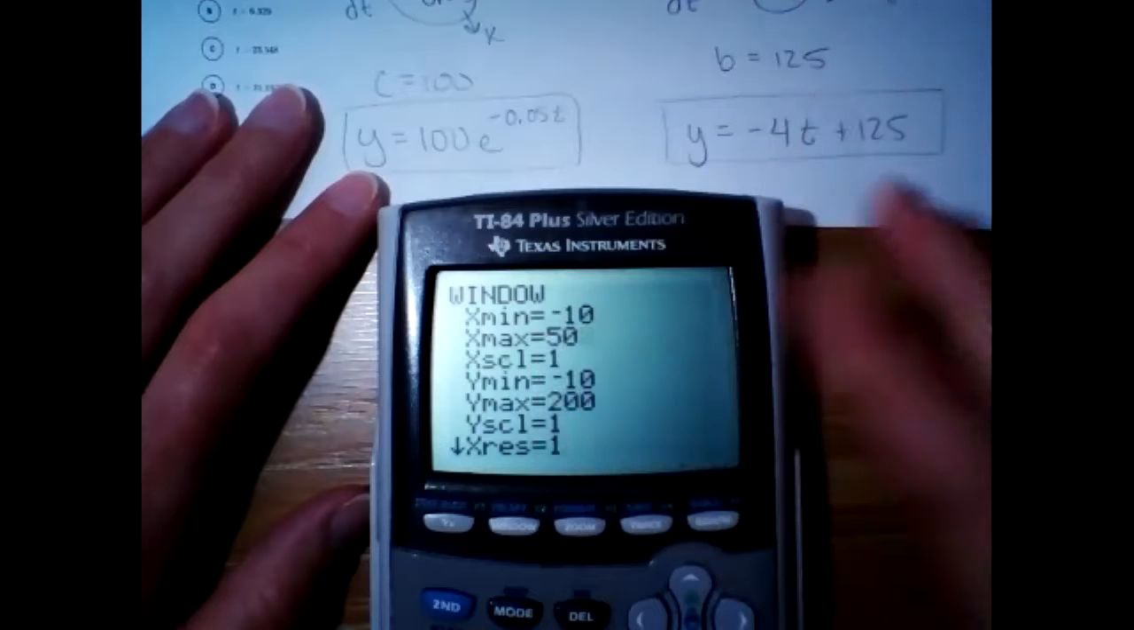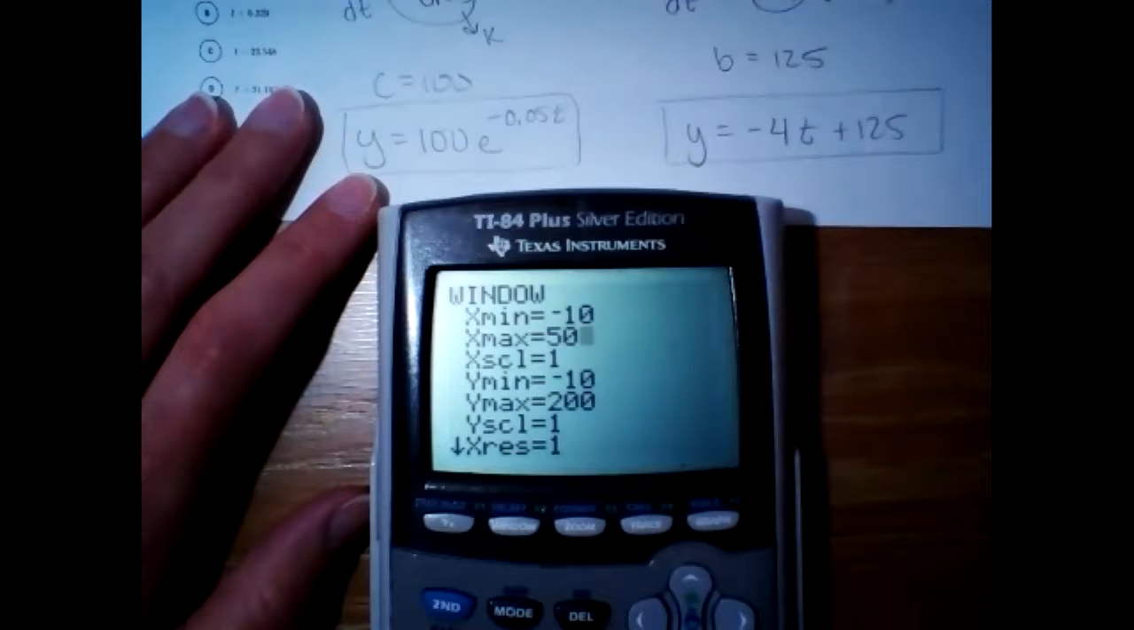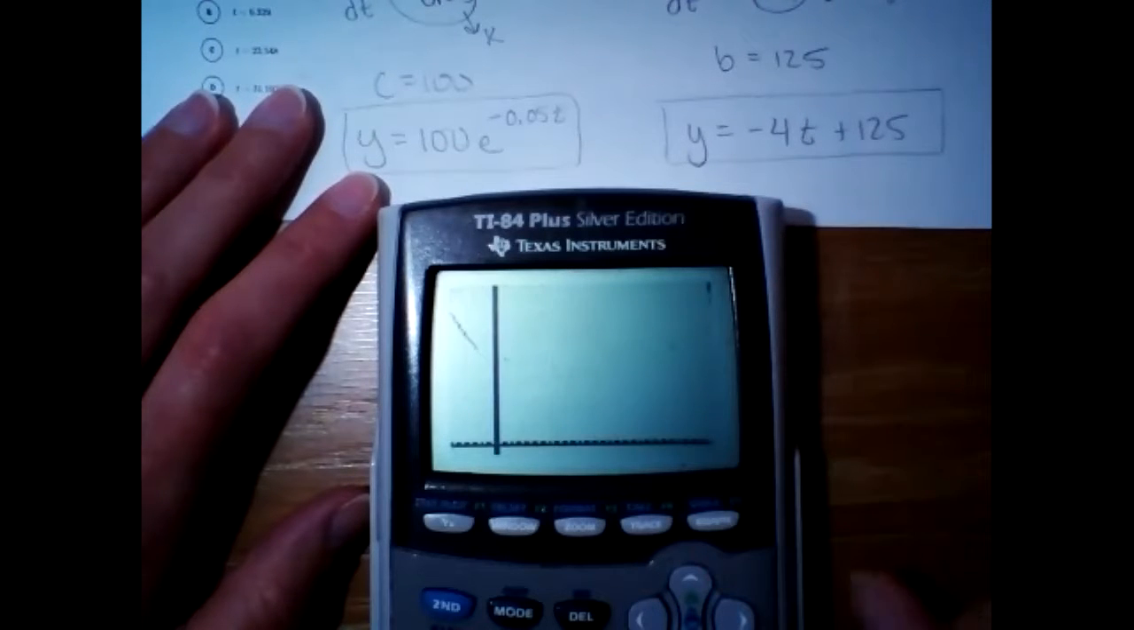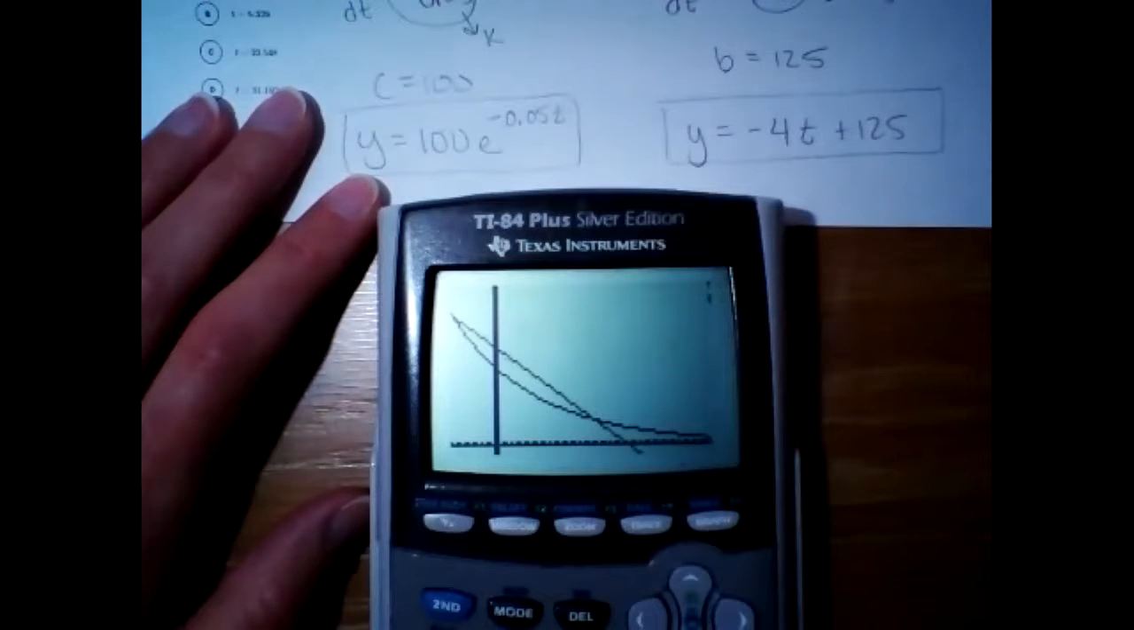Window, if you're not given a window in the problem, you kind of just need to mess with it until you can see what you need to see. I don't have really specific instructions for that. It's kind of like fiddle with it until you can see what you need.